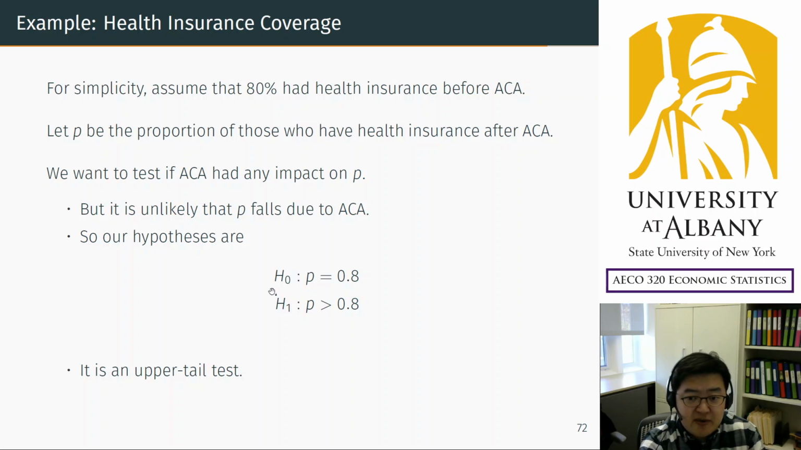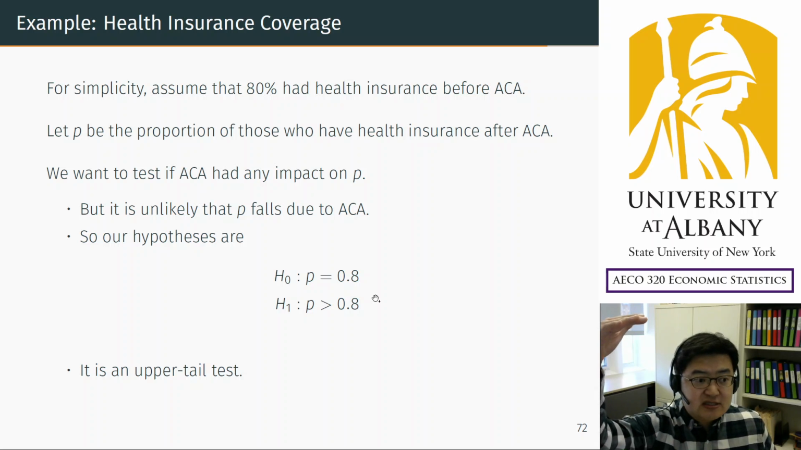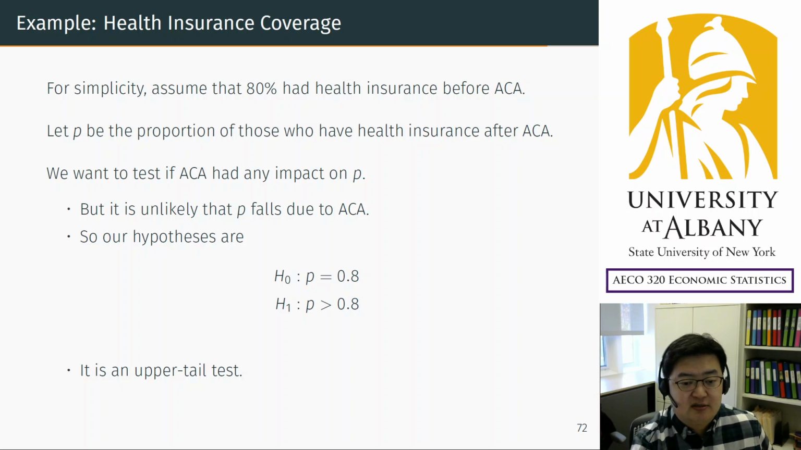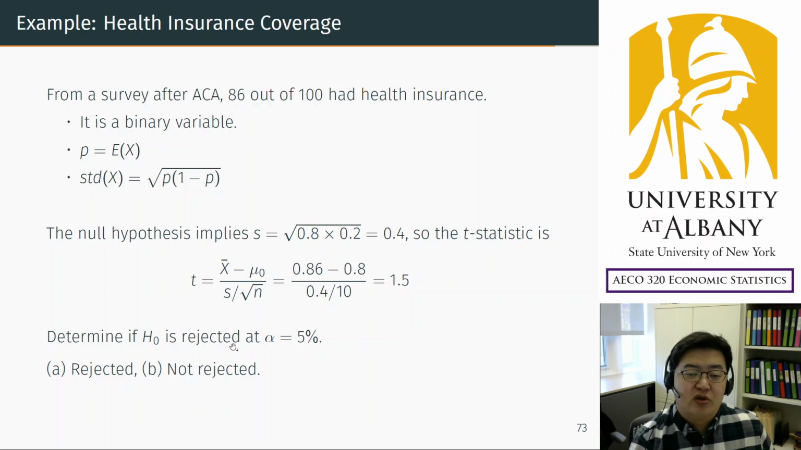So the null hypothesis is no impact, and the alternative is positive impact. So they are competing, right? So it's an upper tail test. You are going to reject the null hypothesis of no impact if the observed percentage is significantly higher than 80%. That's an upper tail test. So rejection, remember, happens on the upper side. Upper tail is where we reject.